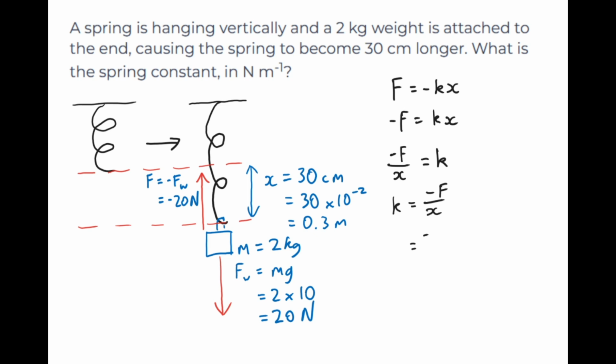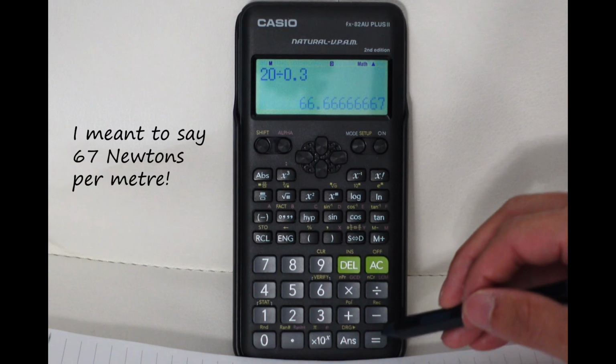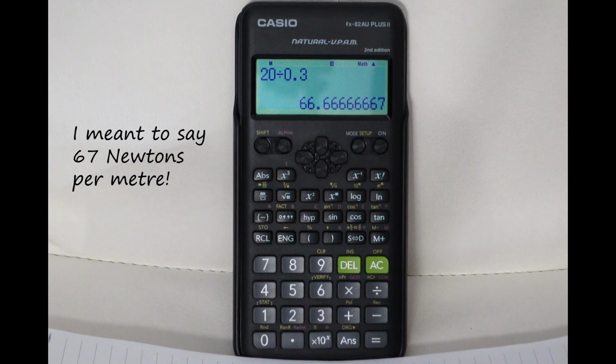If we substitute our numbers, then k equals negative 20 divided by 0.3. Since the two negatives cancel out, we can just enter 20 divided by 0.3 into the calculator, which gives us 0.6 newtons per meter.